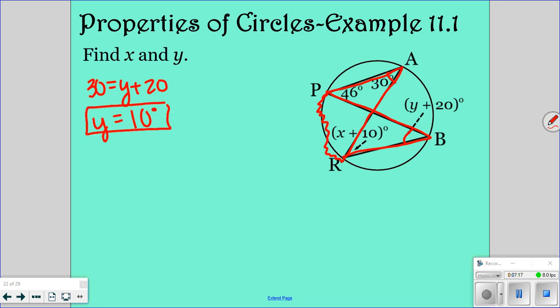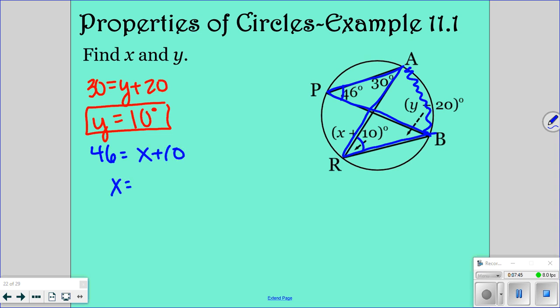Okay. Now I'm going to erase that so that I can use another color to help find x. This 46-degree inscribed angle has this intercepted arc, and this x plus 10 angle also has the same arc. So that means that these two have to be equal. So 46 has to equal x plus 10. So that means that x has to be 36 degrees. So that's how you can use one of your properties.